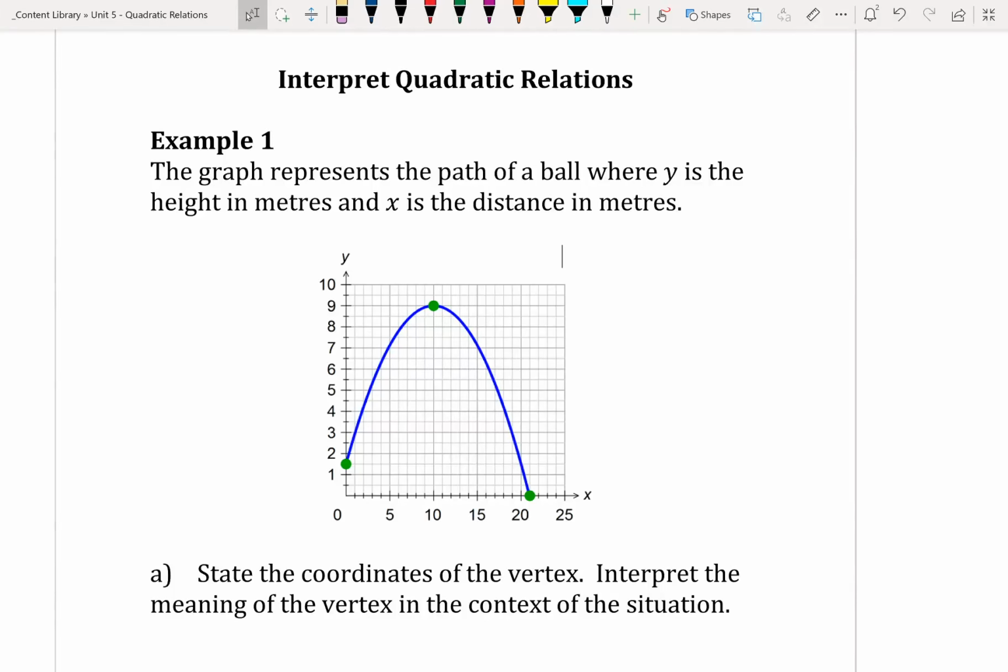In today's note, we're going to look at interpreting quadratic relations. So this is basically extending on what we did in the last note, except now we're going to be actually reading and understanding what the quadratic relations give us or tell us.